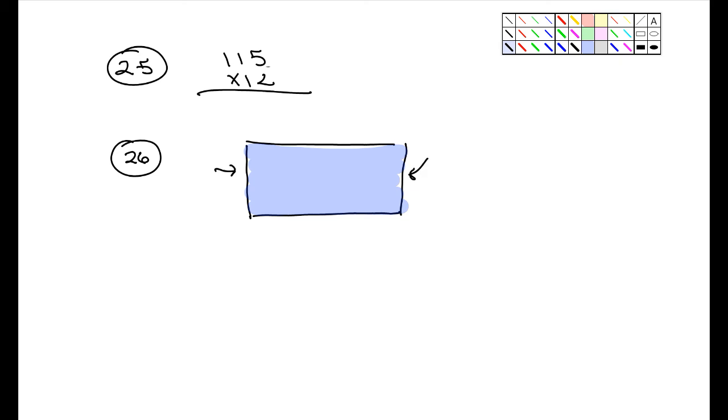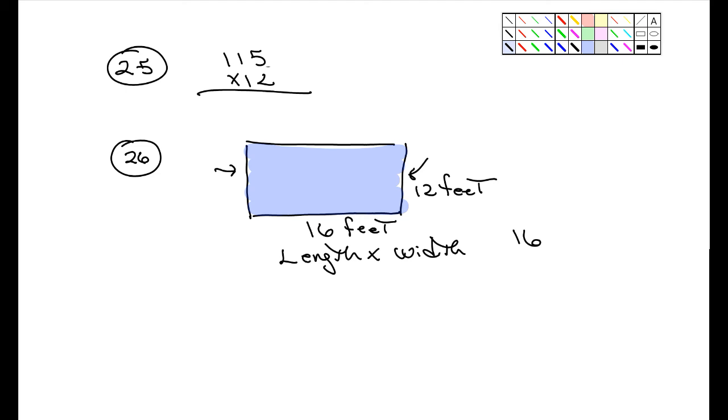And so this is going to be 16 feet. And this is 12 feet. And when we're talking about area, this is important. When we're talking about area, it's length times width. So it's going to be 16 times 12 to get the area. And the area is everything inside.